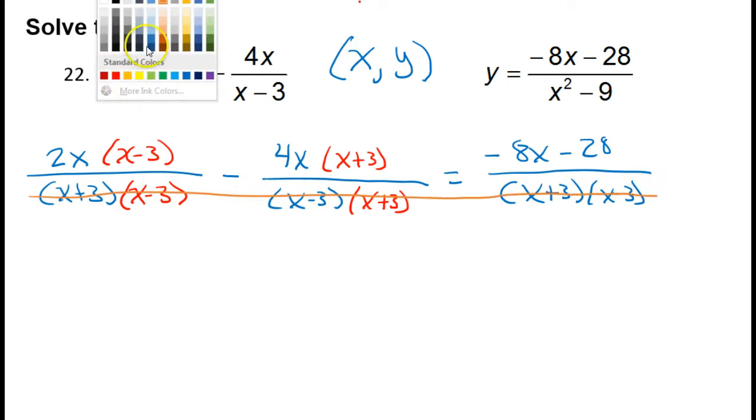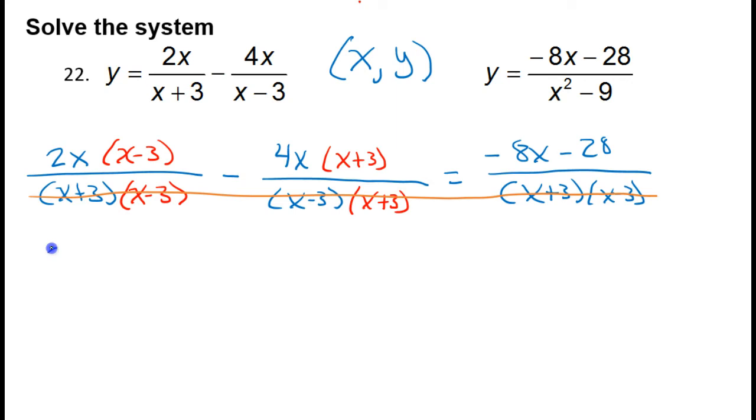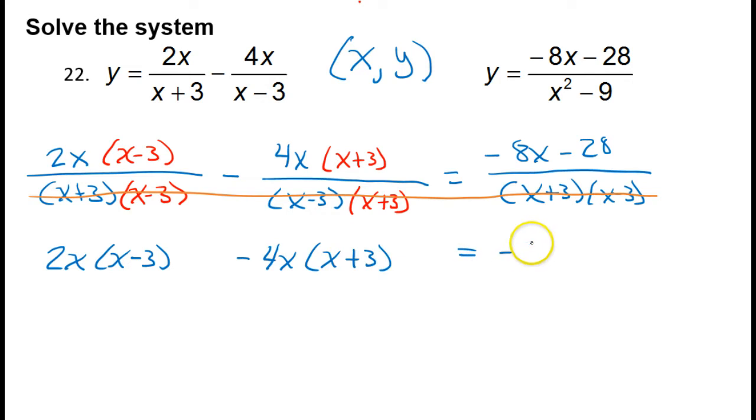Okay, so here's what I have so far. I have 2x times x minus 3, and then minus 4x times x plus 3, and that's equal to negative 8x minus 28. So I need to do some distributive property around here. So this is going to give me 2x squared minus 6x.